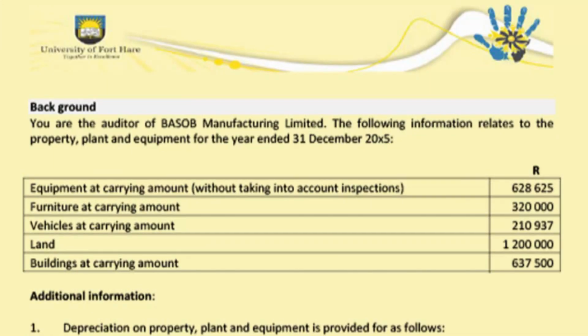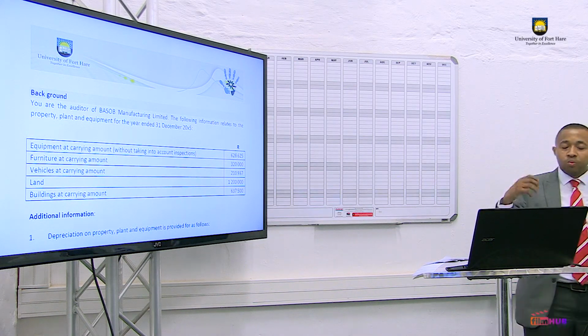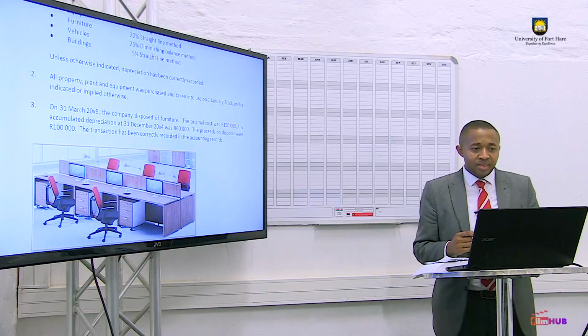Next to them, we are told in additional information that depreciation on property, plant, and equipment is provided as follows. Now the question is, what is depreciation? Depreciation represents the usage, the drop in value of that asset as a result of using it. It does not talk about a drop in value created by things such as damages. That could be impairment. So depreciation is allocated using a form of systematic allocation.